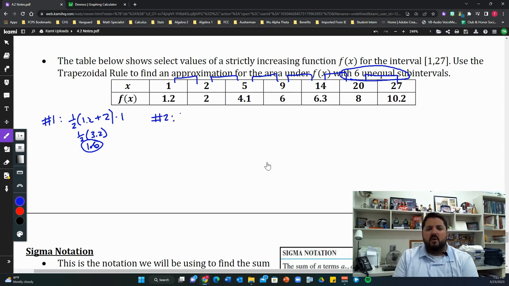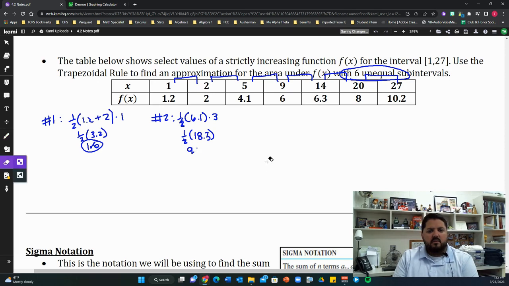So the second one, 1/2 times, I'm going to speed it up a little bit. The sum of these 2 heights is 6.1, and the width of that is 3. So I'm going to take half of 18.3, or 9.15.